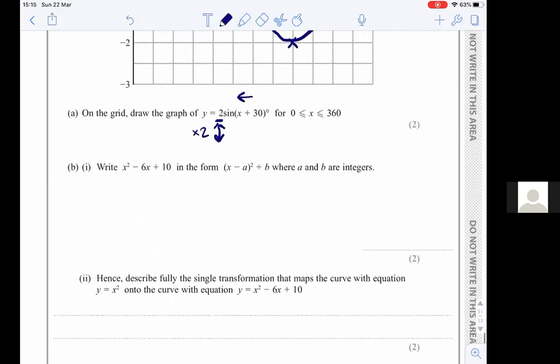Okay, completing the square, the next one. So we need to half this middle term. That's going to go in the brackets, x minus 3 squared. Then I need to subtract that 3 squared, so minus 9. And I've still got this plus 10 at the end. So simplifying that last bit, x minus 3 squared minus 9 plus 10, plus 1.